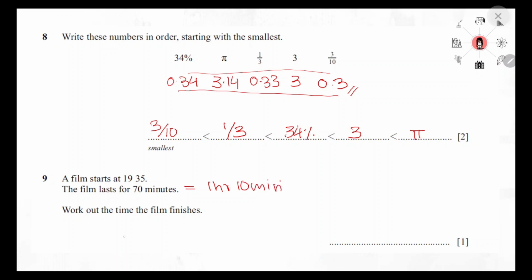So if we add 1 hour to 1935, we'll get 2035. And if we add 10 minutes to that, we'll get 2045. Thus the answer is 2045.